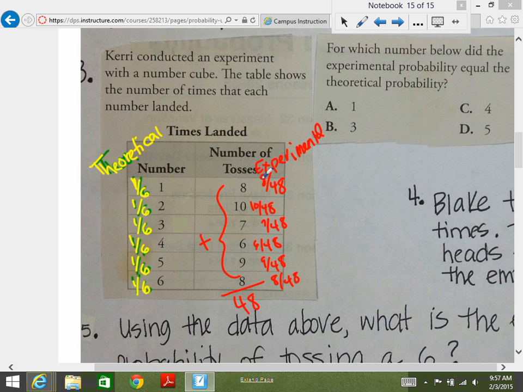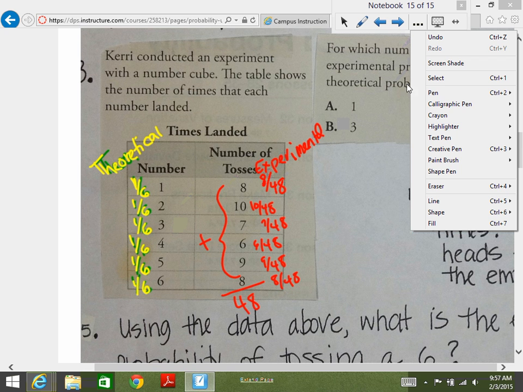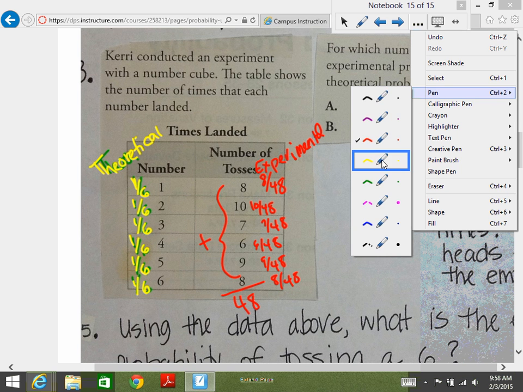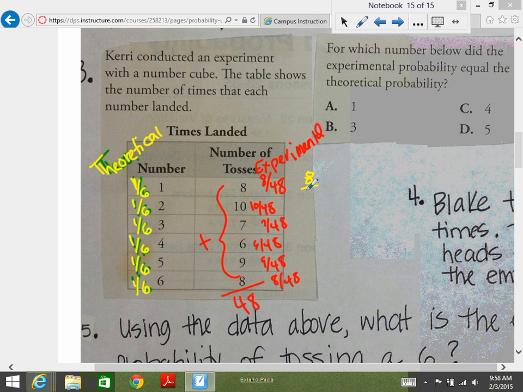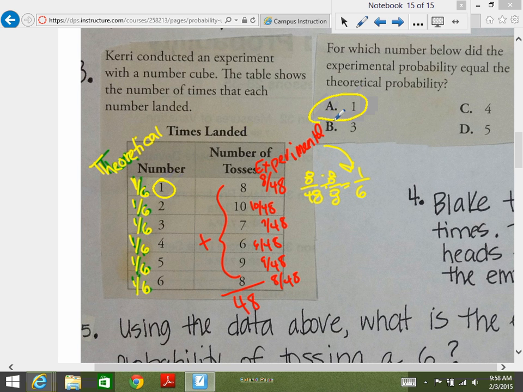So let's look. 8 out of 48. Can we reduce 8 over 48? By what? By 8. So if we divide top and bottom by 8, we get 1 out of 6. Does the experimental match the theoretical? For what number on the number cube? Number 1. That was letter choice A. I saw a lot of people circled C on that.